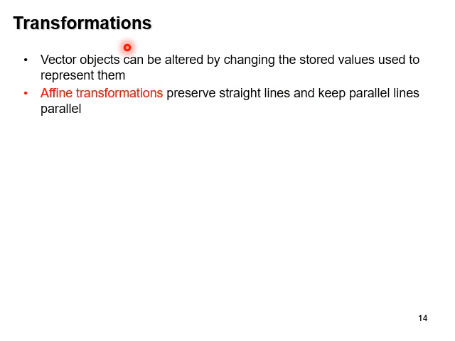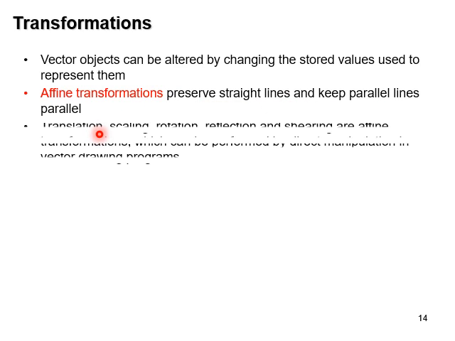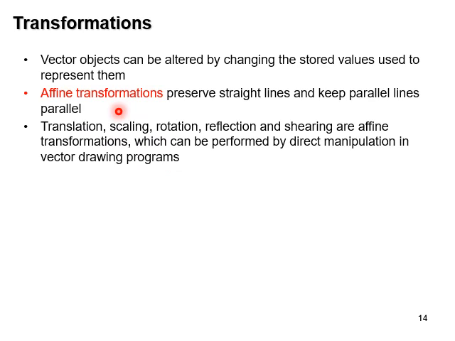Now, one other thing about vector graphics that is easy to be done there is transformations. In fact, what we will discuss right now about transformations is also applicable to bitmapped images, as we will see later. So vector objects can be altered by changing the stored values used to represent them. We can use what's called the affine transformations, which preserve straight lines and keep parallel lines parallel. Examples of these affine transformations are translation, scaling, rotation, reflection, and shearing, and let's see what these are.